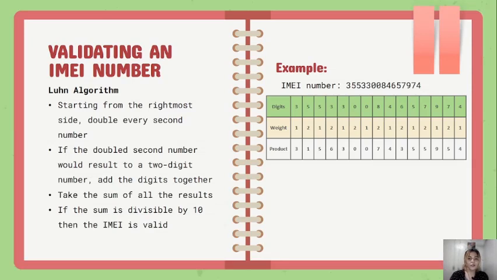For example, we have here 5 times 2 is equal to 1. That's because the original result should be 10, but 1 plus 0 is equal to 1. Another example is 8 times 2 is equal to 7. That's because the original answer is 16, but 1 plus 6 is equal to 7. We have a single-digit result. Now, taking the sum of all the results, we have 60, and since 60 is divisible by 10, the IMEI number is valid and working.